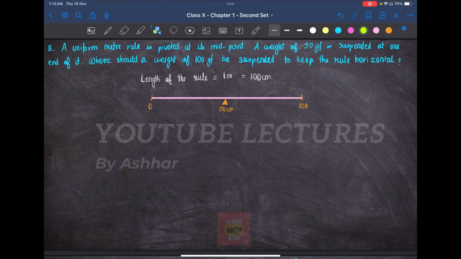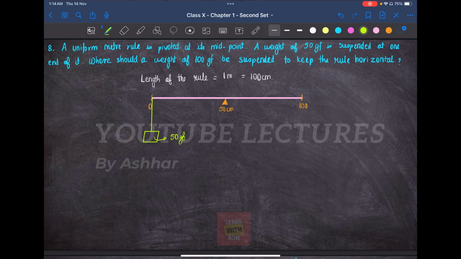I can think of this like there is a string attached to this and there is a block of 50-gram force. Gram force is in the CGS system. So they are asking us, where should a weight of 100 gf be suspended to keep the rule horizontal? What is my logic over here? I have to provide the weight at a certain distance so that the rule doesn't fall off either of its sides.